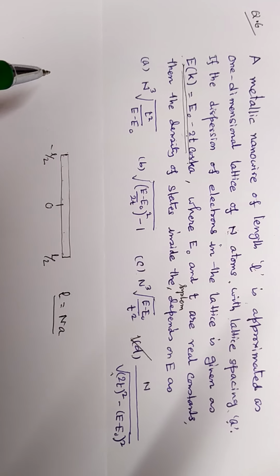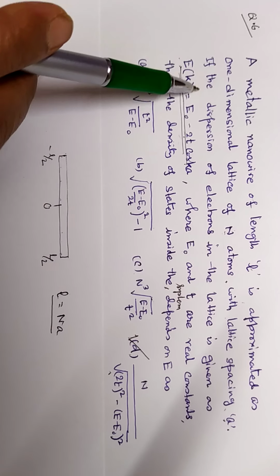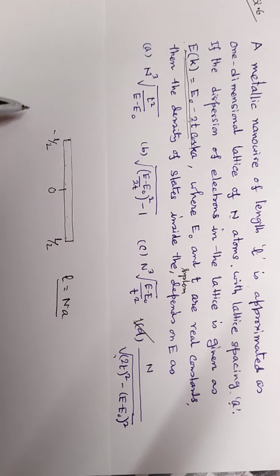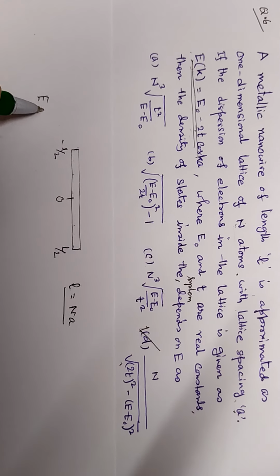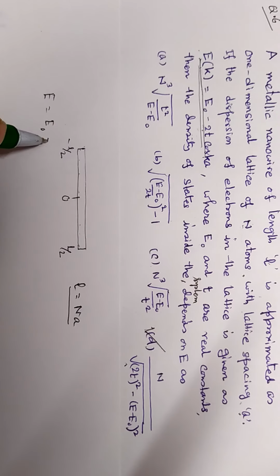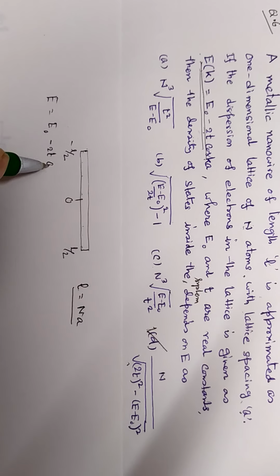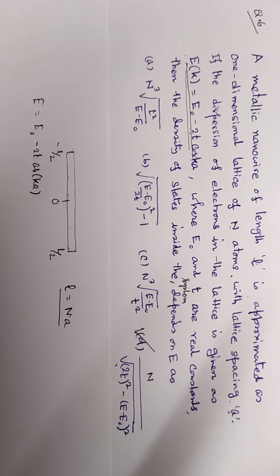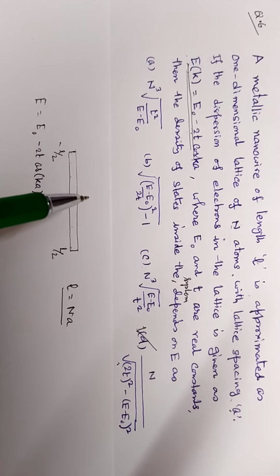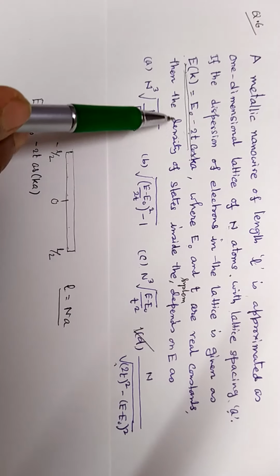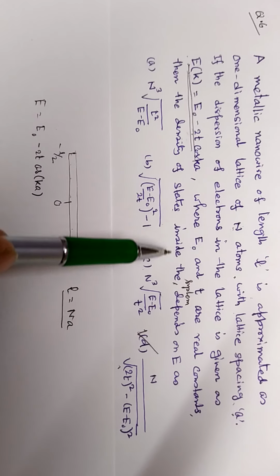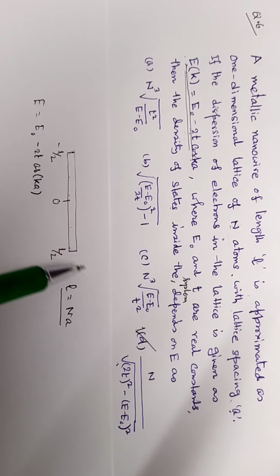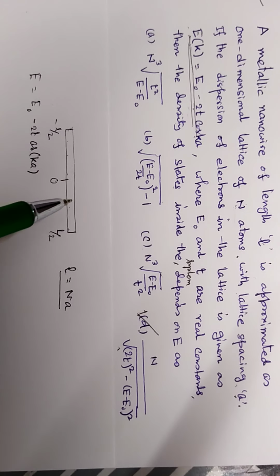Alright. Now you see the dispersion relation is given for this system, that is E equals E naught minus twice t cosine of ka. This is the dispersion relation. And then we have to find the density of states inside the system and how it depends on E. That we have to find out.